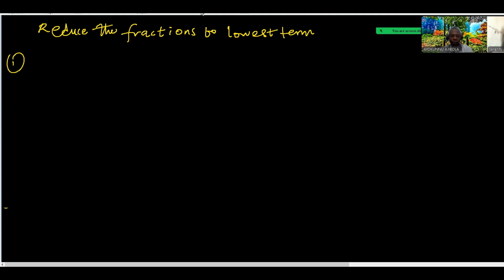So number one, we have 6 over 9. So what do you think we should use in 6 over 9? 1 over 9. 1 over what? 1 over 9. Why do you think it's 1?